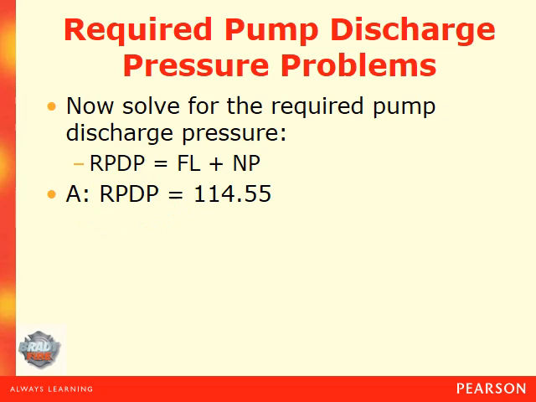64.55. So now solve for the required pump discharge pressure, which is the friction loss that we just figured plus the nozzle pressure that they gave us at the beginning. We add them both together and we get 114.55 psi.